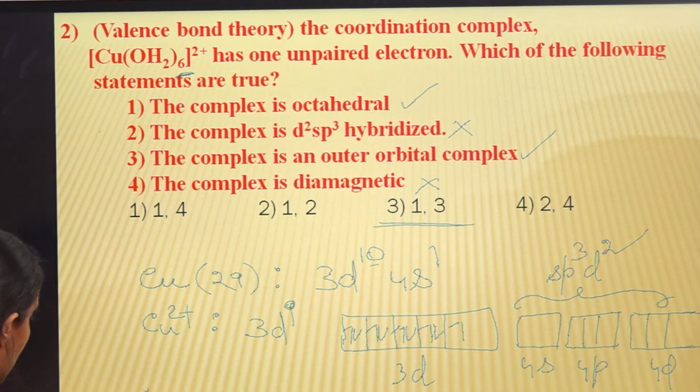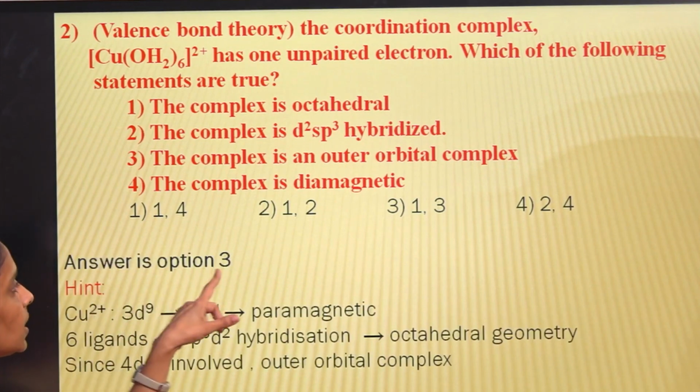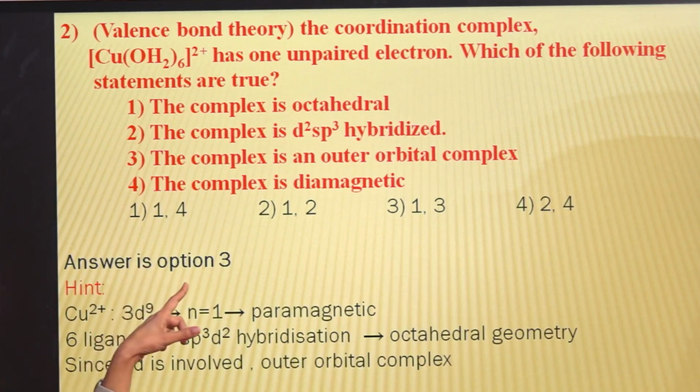Let's check it with the answer. Yeah, option 3 is the correct answer. And the hint is already explained to you. Moving on to the next question.